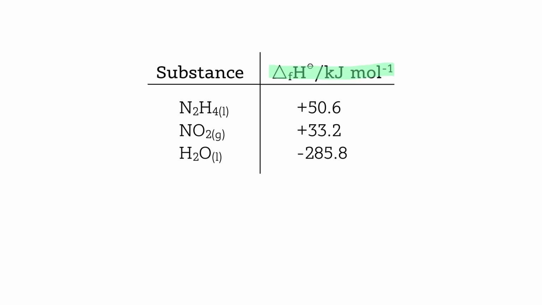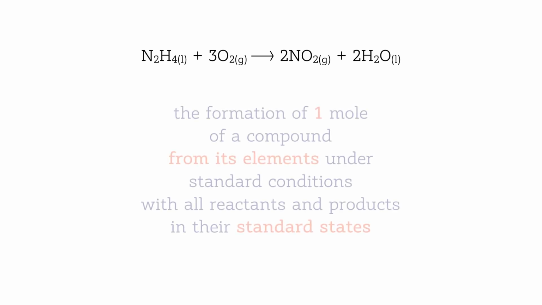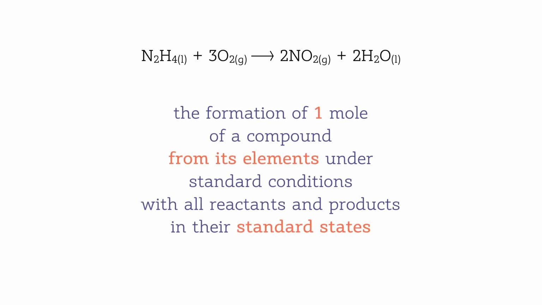The first thing we need to do is to draw an enthalpy cycle for this reaction. So we need to figure out what the bottom layer of this enthalpy cycle is going to look like. The data we were given was enthalpy of formation. It's imperative that you know your definitions. So the enthalpy of formation is the formation of 1 mole of a compound from its elements under standard conditions with reactants and products in their standard states.